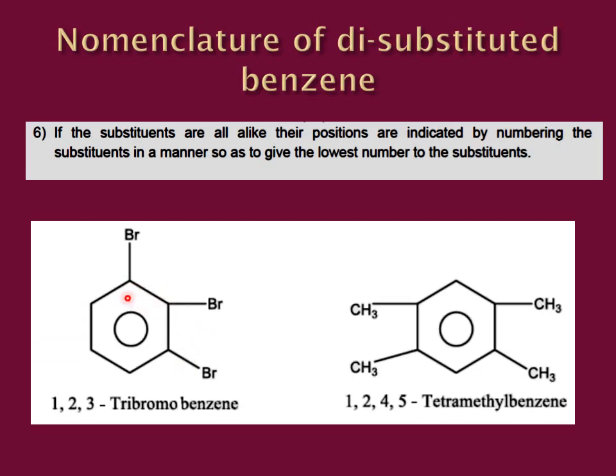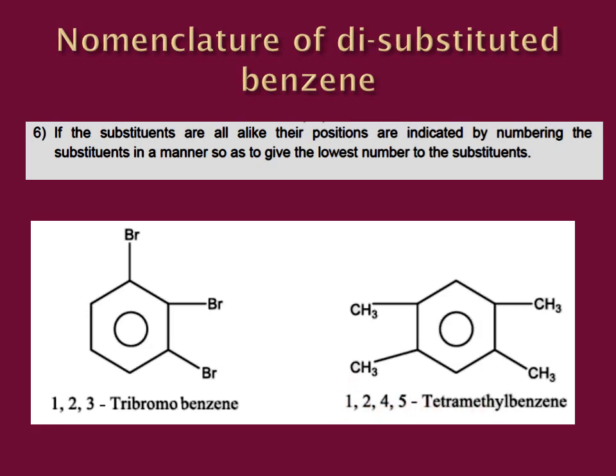So we are going to start numbering from this carbon 1, 2, 3. That is why the name is 1,2,3-tribromobenzene instead of numbering from the other side. Similarly, here is another example. 1, 2, 3, 4 and 5. The methyl groups are at position 1, 2, 4 and 5. That is why its name is 1,2,4,5-tetramethylbenzene.